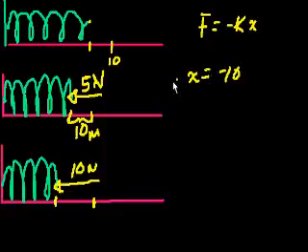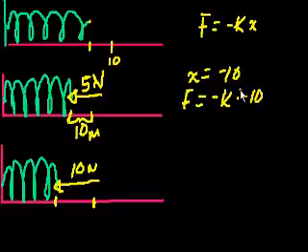And so the restorative force is going to be equal to minus k times how much it's distorted, times minus 10. So the minuses cancel out. So it equals 10k. What's the restorative force in this example?